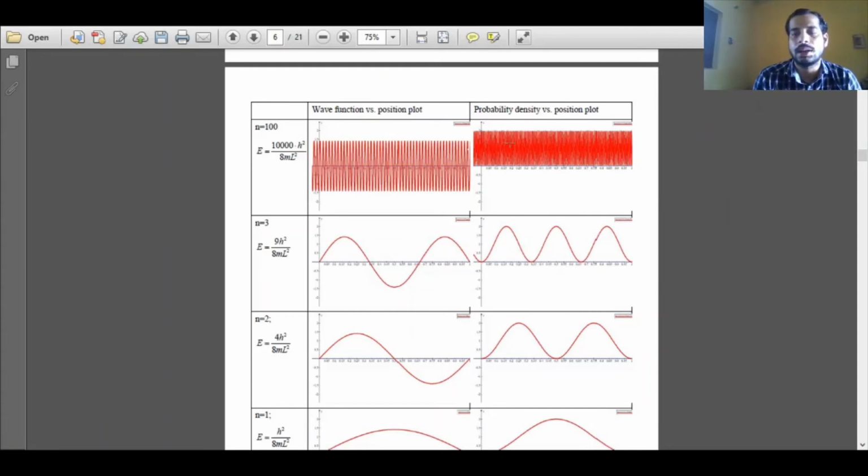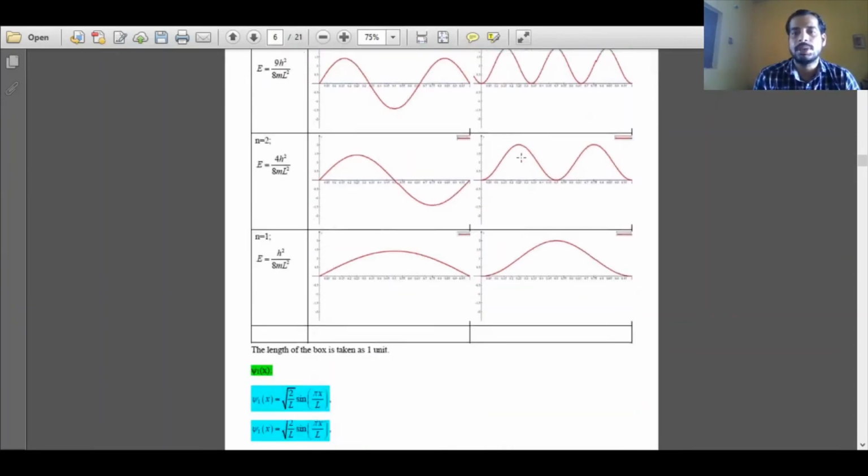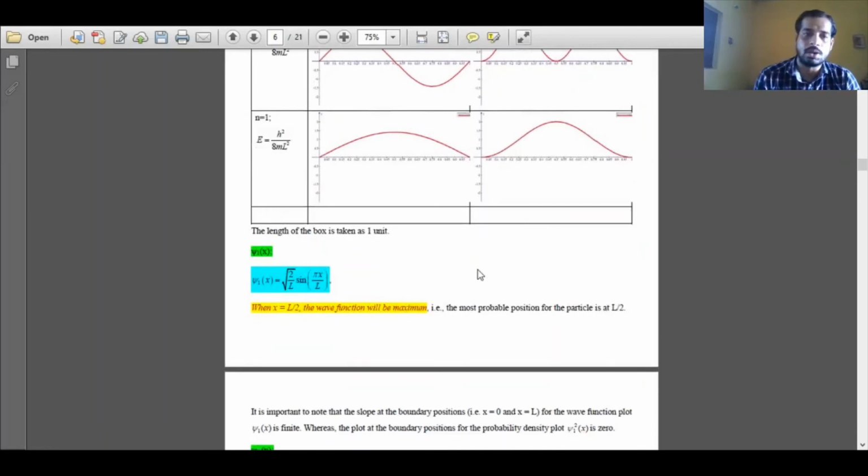Meaning, at every position there is a probability that the particle can be present there. So as n increases to larger values, the probability that the particle can be found anywhere between 0 to L increases. I cannot precisely say where I will get my particle and where I will not get my particle.